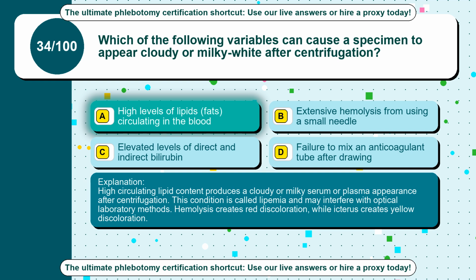High circulating lipid content produces a cloudy or milky serum or plasma appearance after centrifugation. This condition is called lipemia and may interfere with optical laboratory methods. Hemolysis creates red discoloration, while icterus creates yellow discoloration.